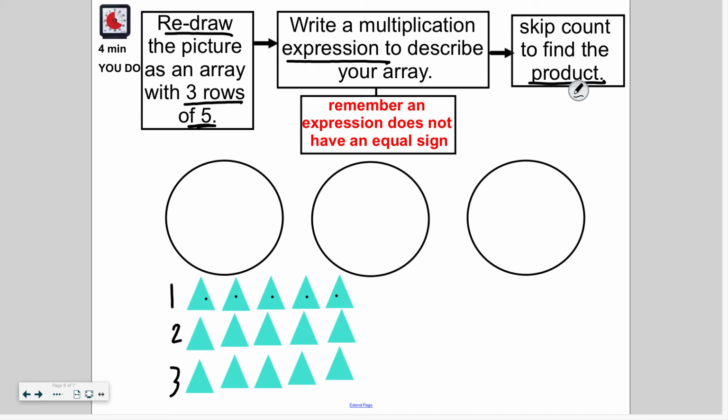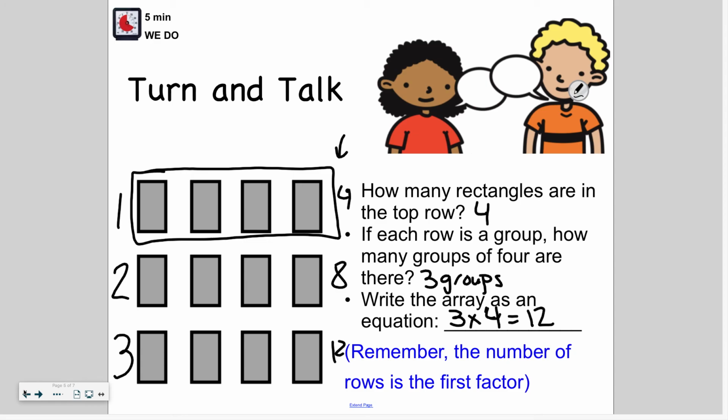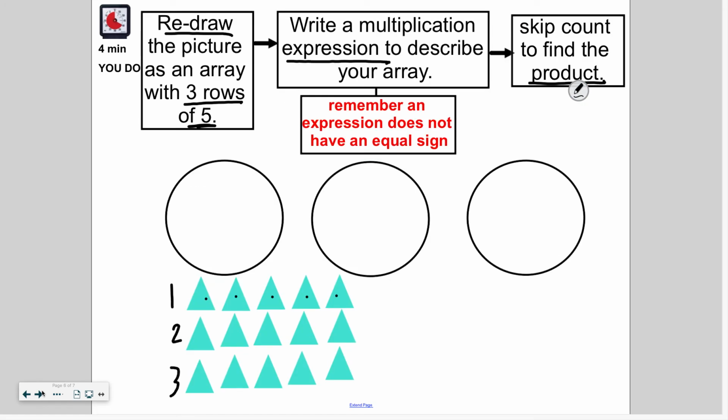So now I had to write an expression, a multiplication expression. Well, I remember from the last slide, I'll refresh your memory real quick, that the number of rows is the first factor. So I just said there are 3 rows, so that's the first factor. And how many were in each row? 5. So 3 times 5.